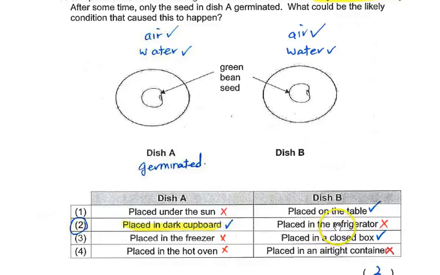This is placed in the refrigerator, of course it will not germinate, and it is correct. It means it was not placed normally in the dark cupboard, so it was placed in the refrigerator. That's why it cannot germinate. Okay, let's carry on.